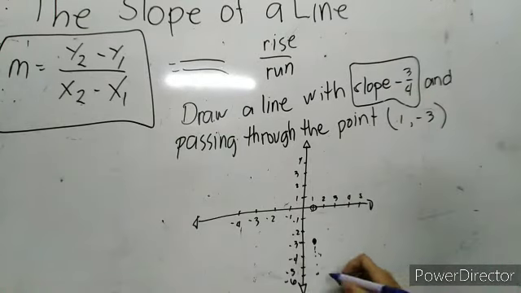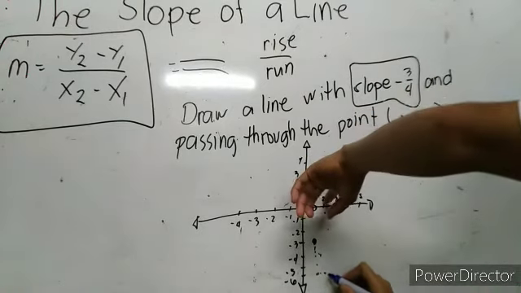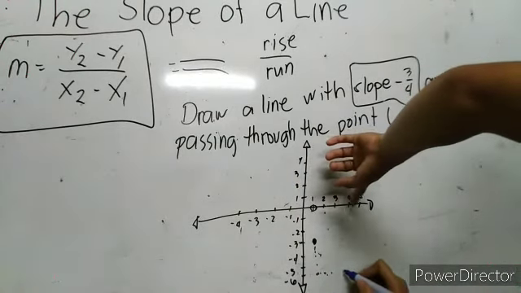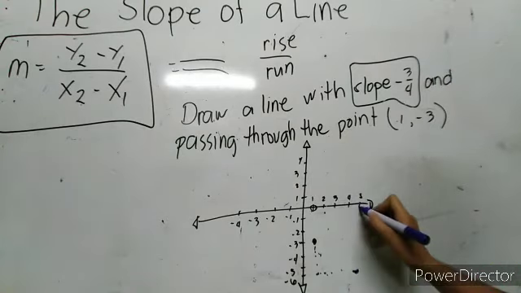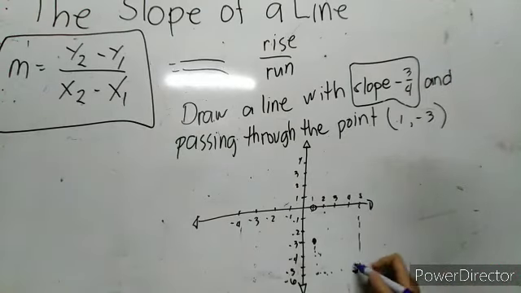Okay? So we have 1, 2, 3, 4. So that is x equals 5. Okay, so this is now our point, 5 and negative 6. So that is the point.